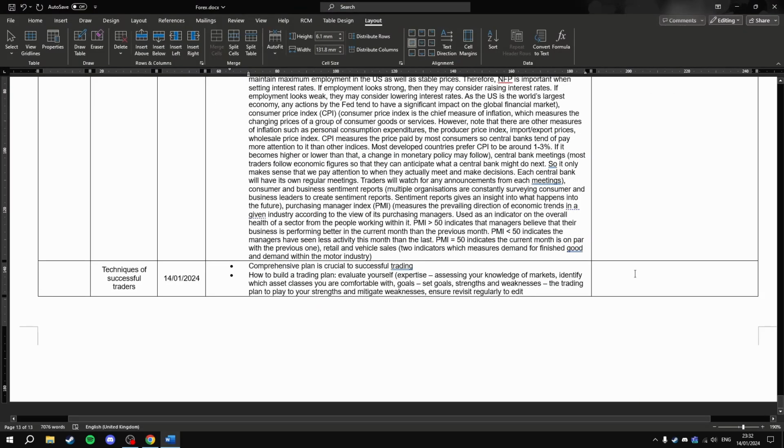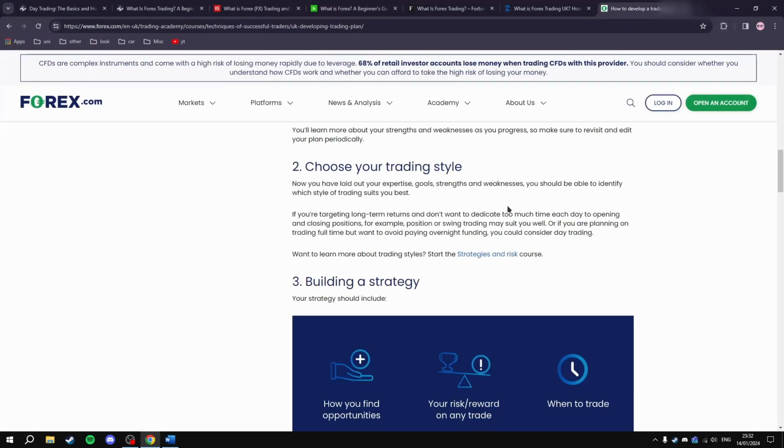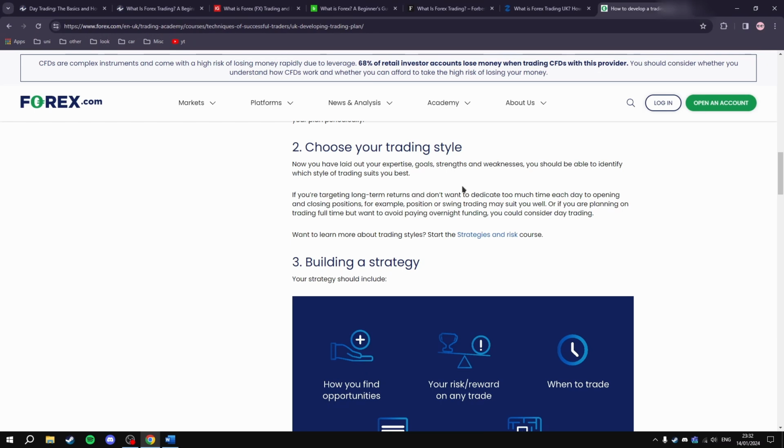Choose your trading style. Now you have laid out your expertise, goals, strengths and weaknesses, you should be able to identify which style of trading suits you best. If you're targeting long-term returns, you won't want to dedicate too much time each day to opening and closing positions, for example. Positional swing trading may suit you well, or if you're planning on trading full-time but want to avoid paying overnight funding, you could consider day trading. Want to learn more about trading styles? Start the strategies and risk course.